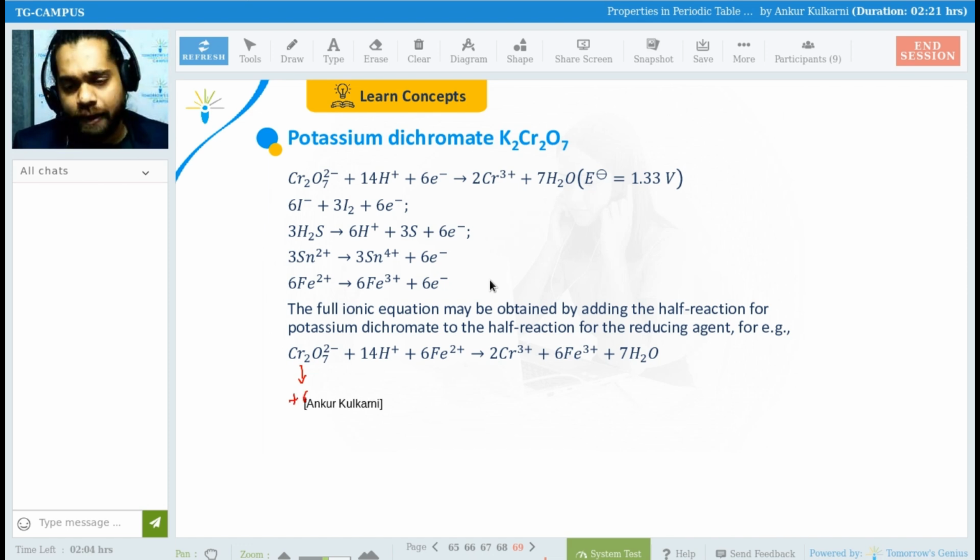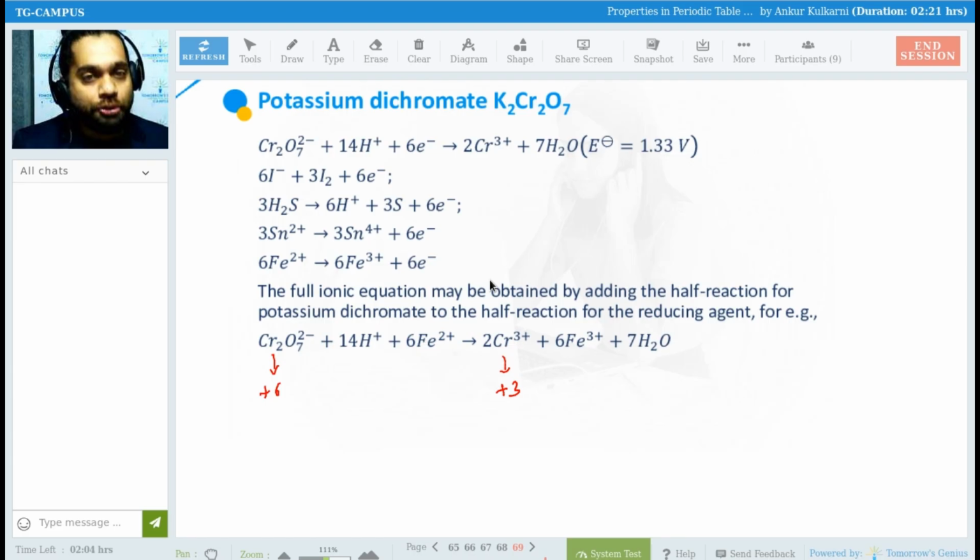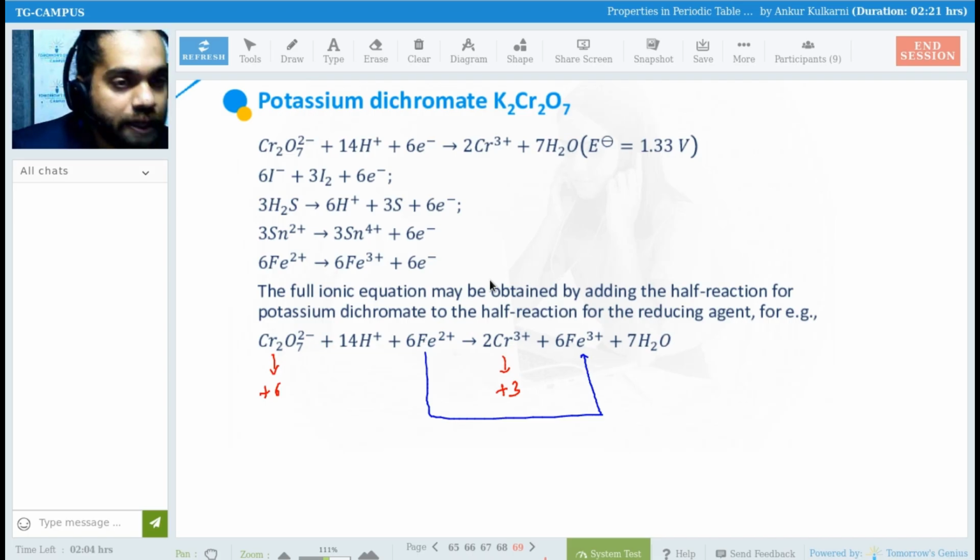Correct, and it is plus 6. Now over here Cr³⁺, what is the oxidation state? Obviously it is given over there, plus 3. Now Fe²⁺ you have. Now you tell me, Fe²⁺ to Fe³⁺, is it oxidation or reduction?